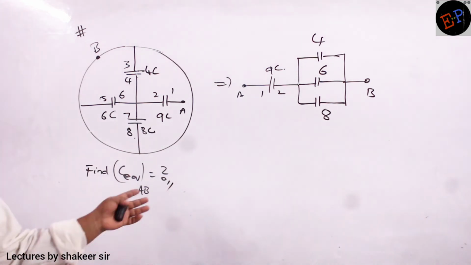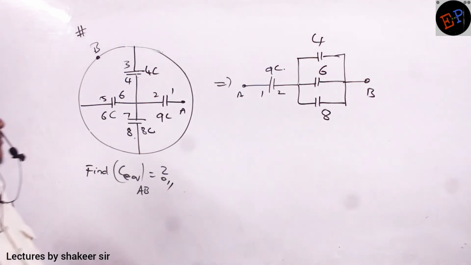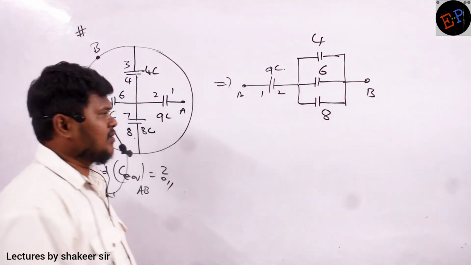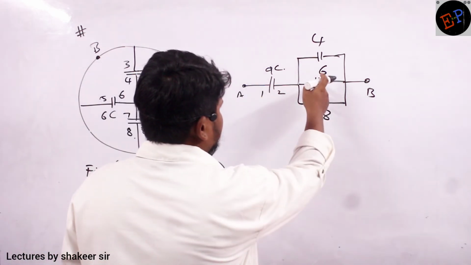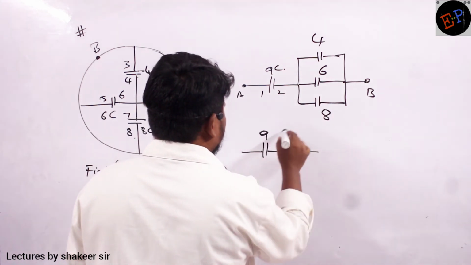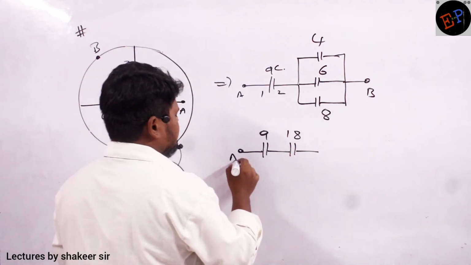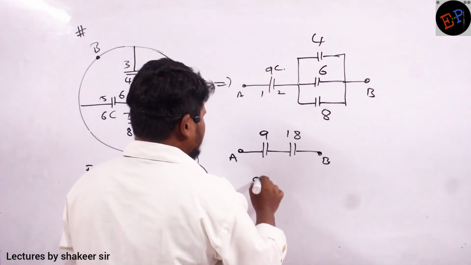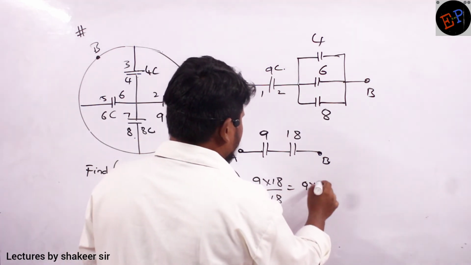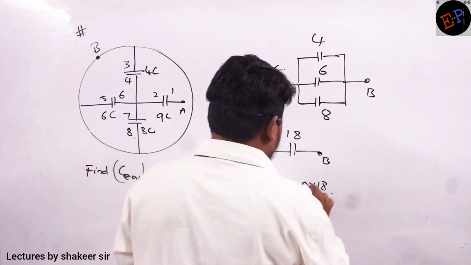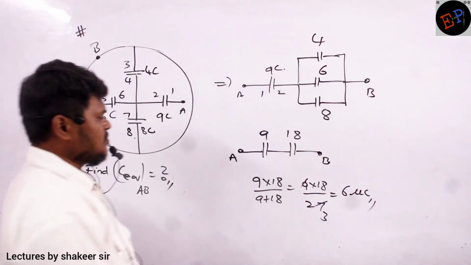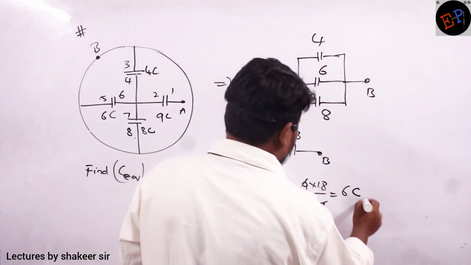Have you understood? Very simple. Okay? So start from A, travel up to B, that's it. Now you see, 8 plus 6 is 14. 14 plus 4 is 18. So 9 and 18 are connected in series connection. So 9 into 18 divided by 9 plus 18. So 9 into 18 divided by 27. So 3 sixes are 18, that is 6. So 6 microfarads is the 6C, no? 6C is the capacitance. That is my answer.